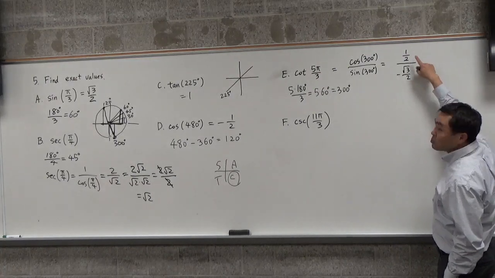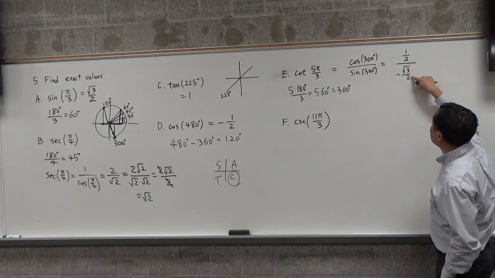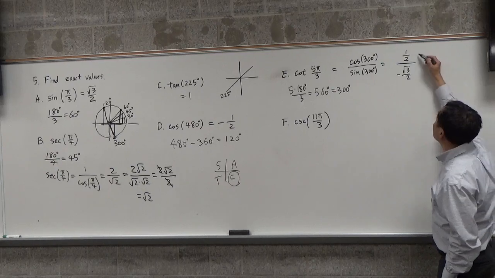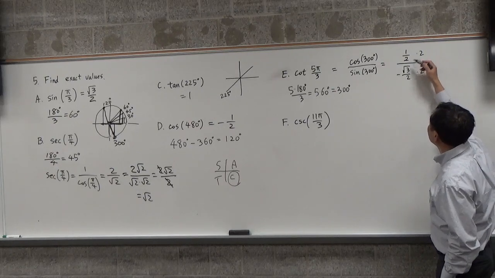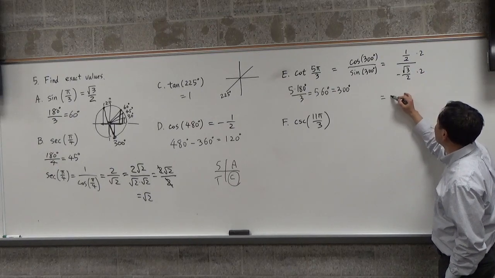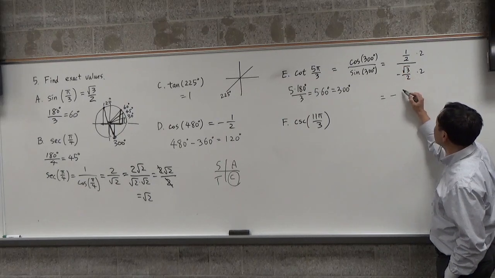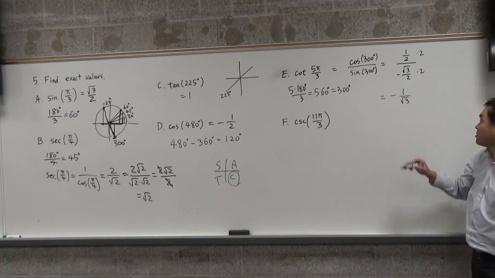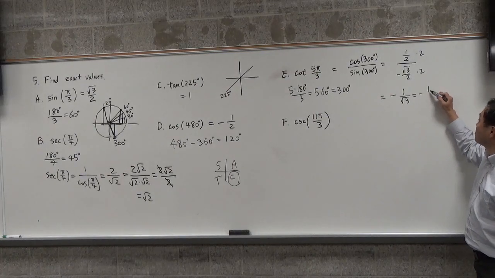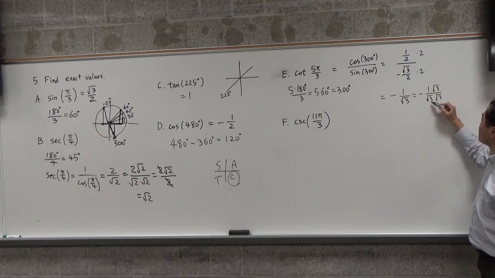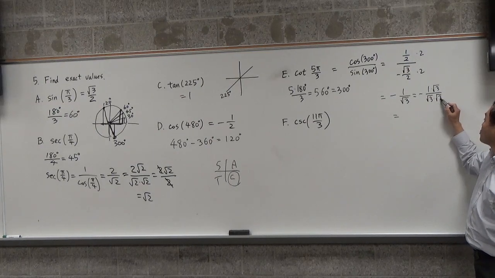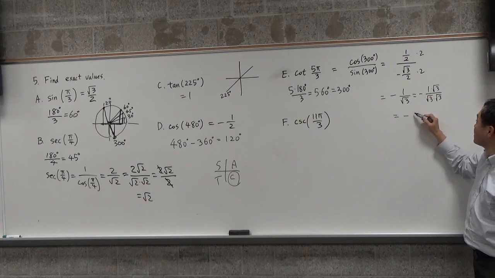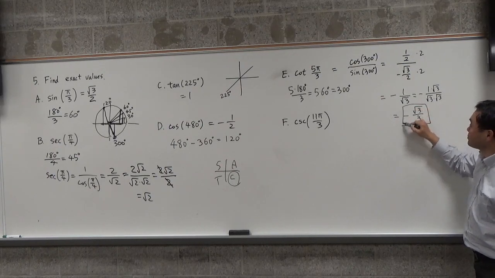Okay, how do you simplify a fraction if it has denominators inside? Multiply top and bottom by 2 to get rid of the 2's, and you get negative 1 over square root of 3. Are we done? No. Still just a little more. Multiply square root of 3 top and bottom. What's square root of 3 times square root of 3? 3. That's square root of 9, which is just 3, right? So you get negative square root of 3 over 3 as the answer.